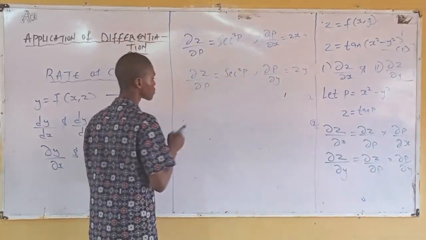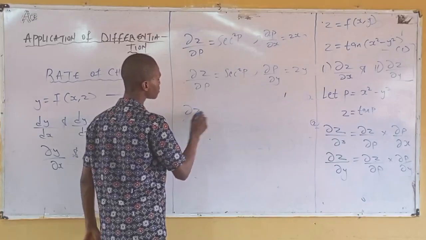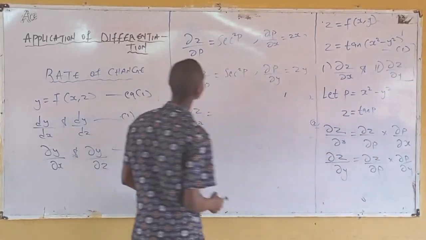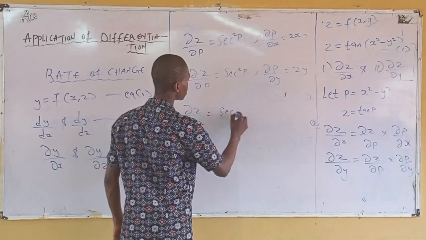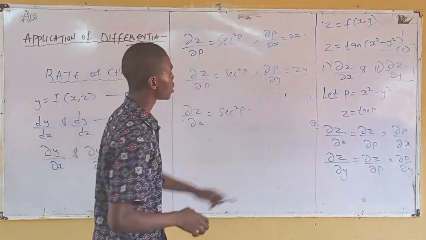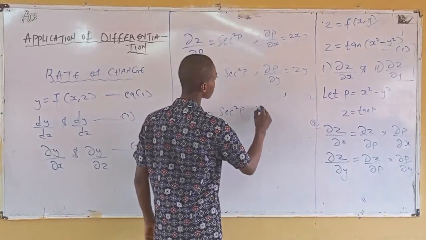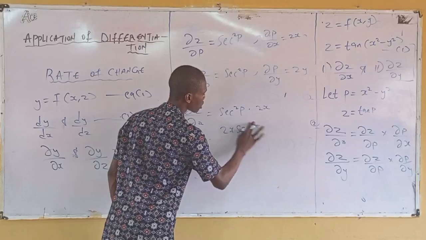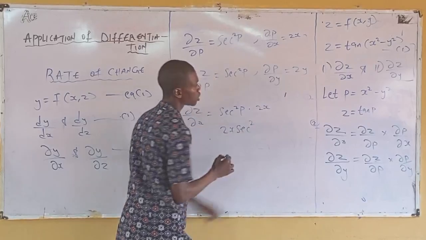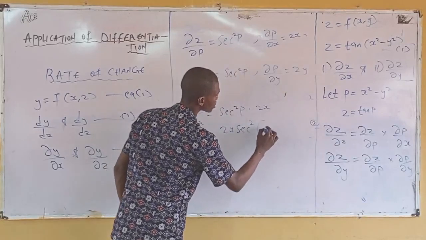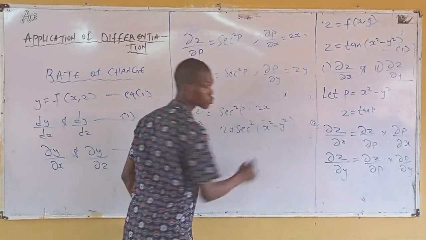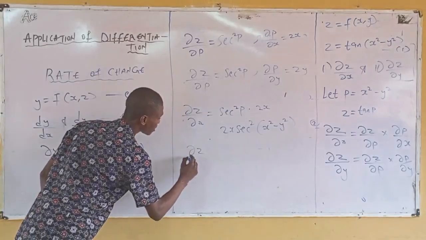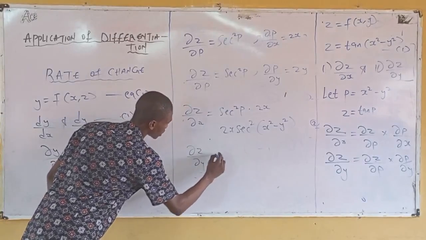So for the first one, the partial derivative of z with respect to x equals, what's the value of the partial derivative of z with respect to P here? Sec squared P, dot, that's what? 2x. Meaning 2x sec squared, and what's your P? Open bracket, x squared minus y squared. Any question on that?